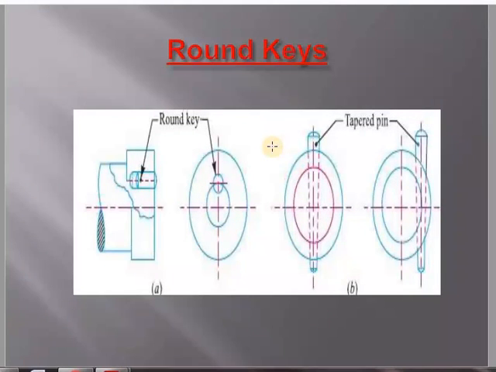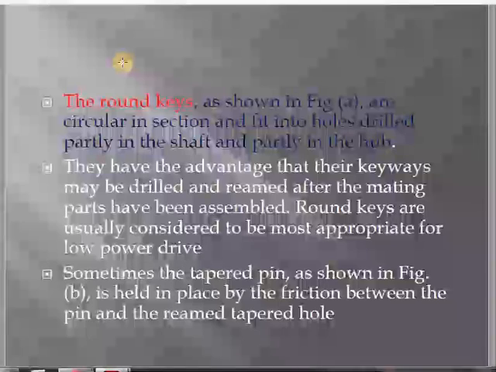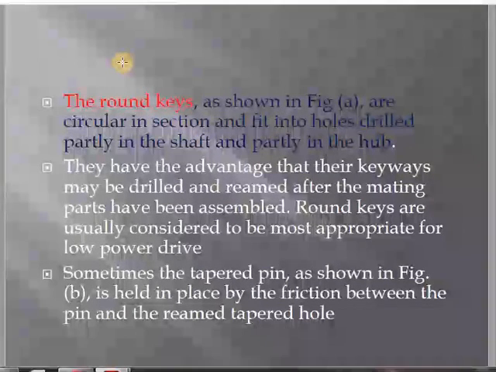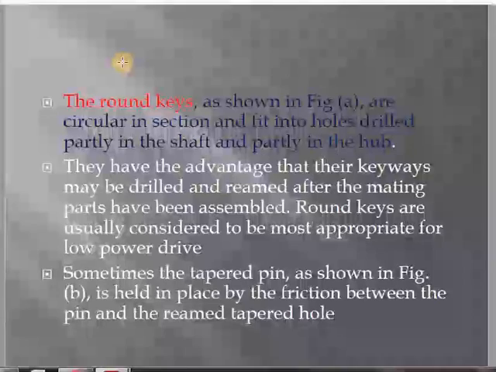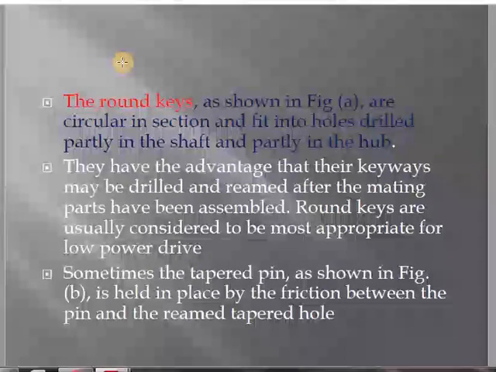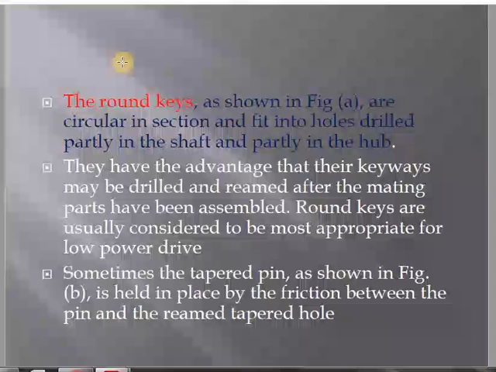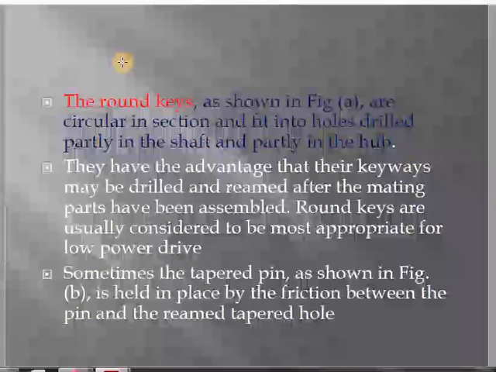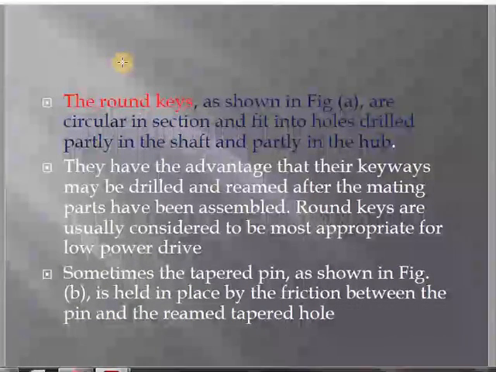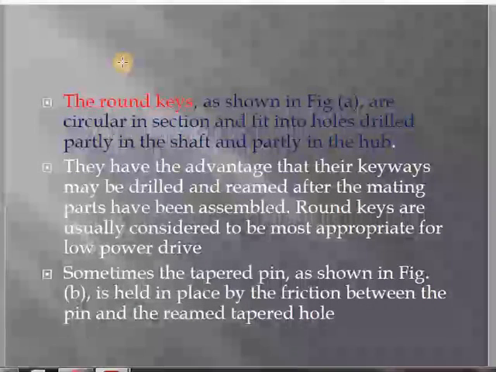Next we have round keys or tapered pins, and here you can see in the figure the round keys. And these are the tapered pins that we are seeing. The round keys are circular in cross section and fit into the holes. The round keys will be placed with half of the hole in the shaft and the other half of the hole in the hub, as shown in the figure.